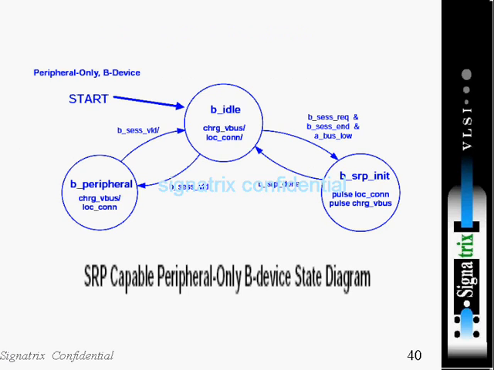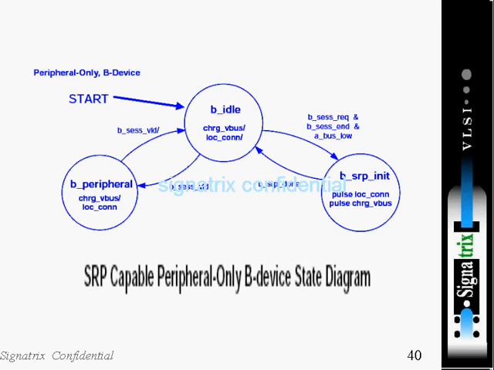You just look at this figure. It will support only SRP, not HNP. What is the need of HNP? If it wants to take the role of host, it has to negotiate with the existing host. But it will act in peripheral-only mode, so there is no need for HNP here. That's why this is the SRP-capable peripheral-only B device state diagram.